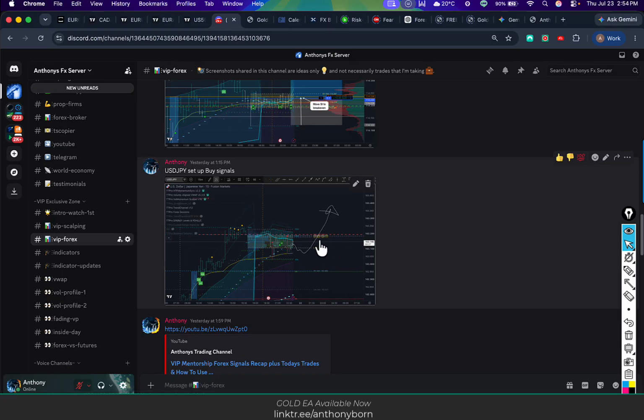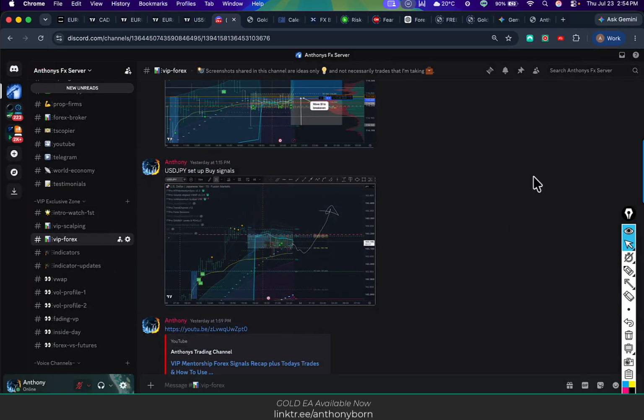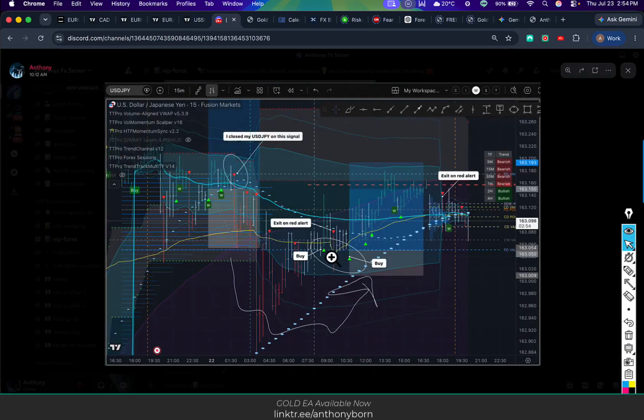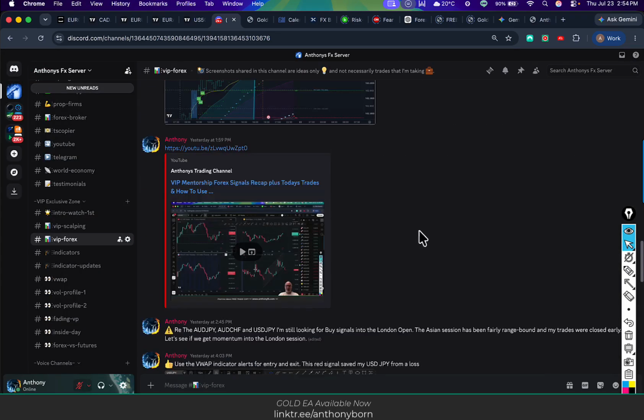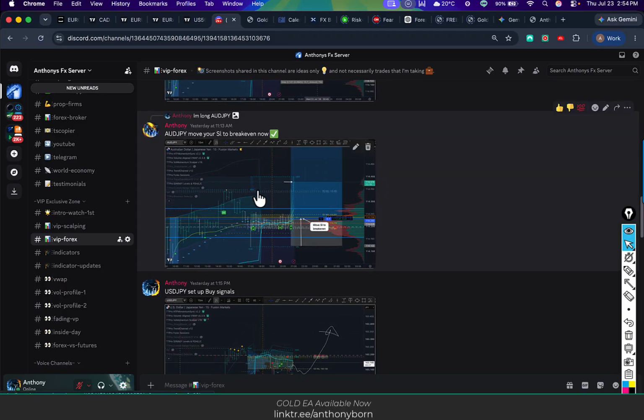Yeah, look, this was the idea. Look for a pullback and take the next green signal. Dollar yen. This was the use the VWAP indicator, and then there it is. There's the pullback. There's your green signal. And again, the signal's green, take it, bail on the little orange dot, or if you see a red signal kick in, exit. Well, move your stop loss to break even.